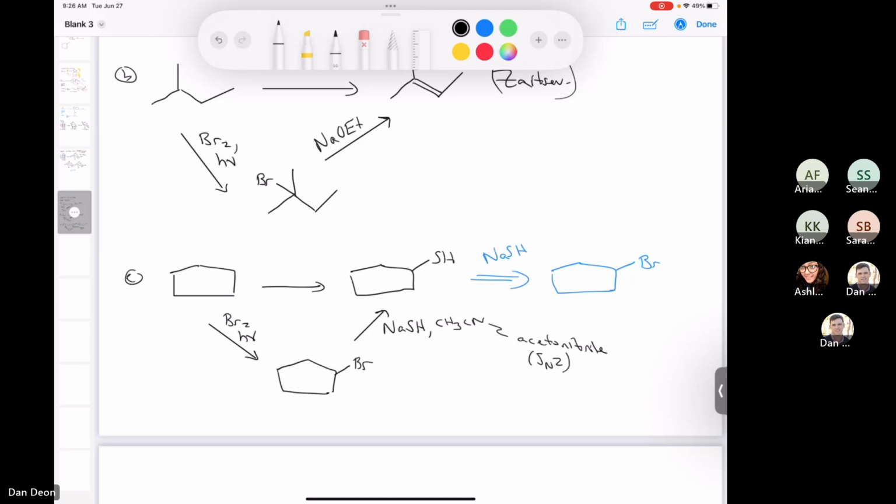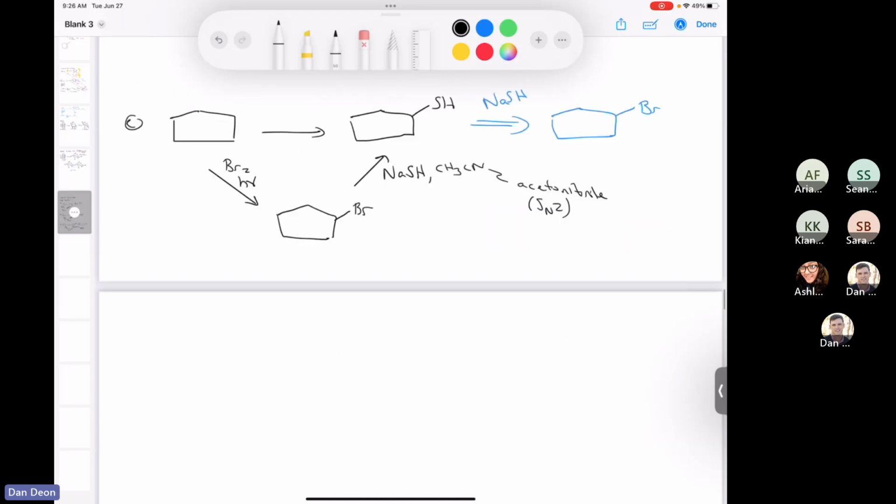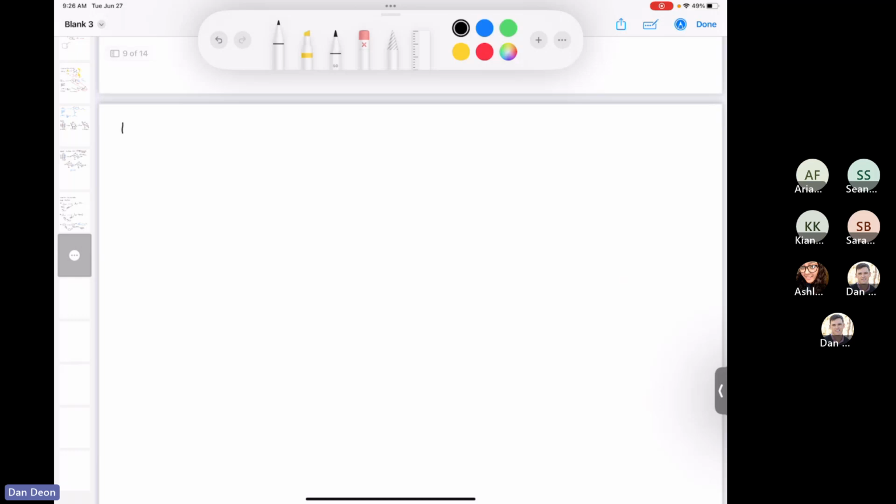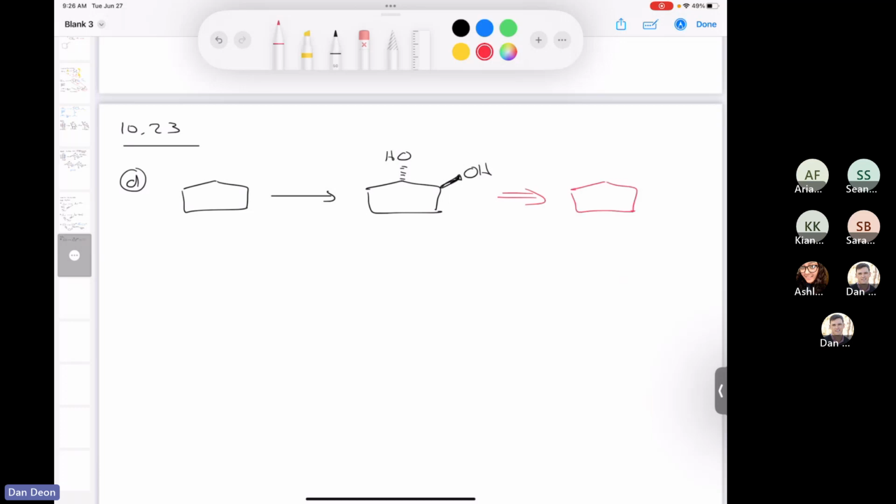Okay, in the last part of 10.23, we're going to make a dihydroxyl compound. So again, this is question 10.23, part D. We're taking cyclopentane again, and we want to convert it to this trans diol. So we have one hydroxyl going down and one hydroxyl coming up like this. And we know that we could make this from the alkene. We in fact have to have the alkene, and then we would treat it with MCPBA followed by aqueous acid. So the question becomes, well, how do I make the alkene? Well, we know the first step has to be bromination. So we're going to treat it with bromine and light. It's the only possibility for the first step.